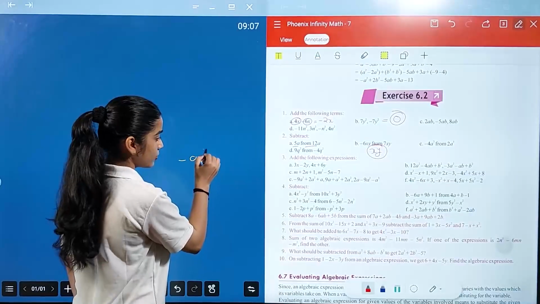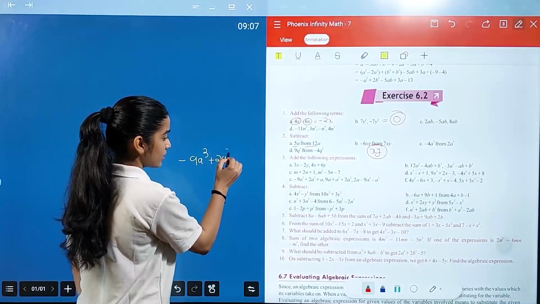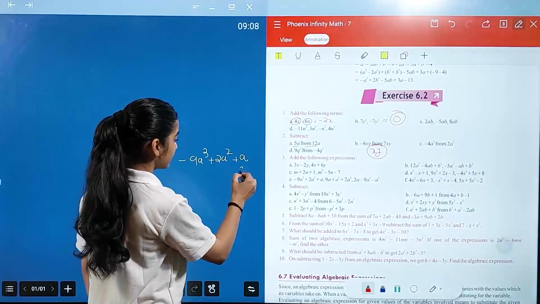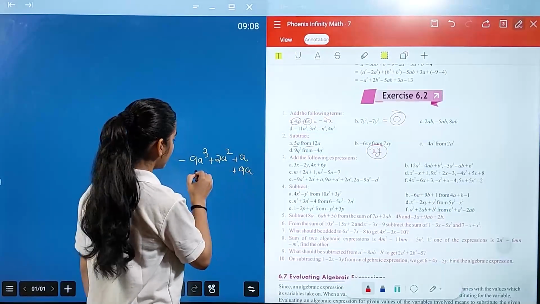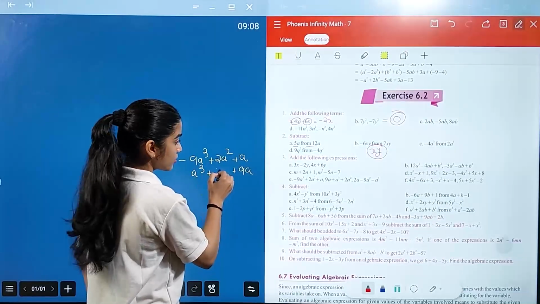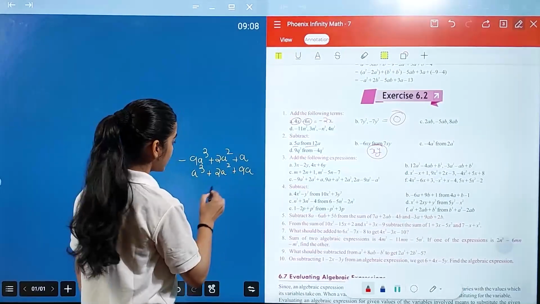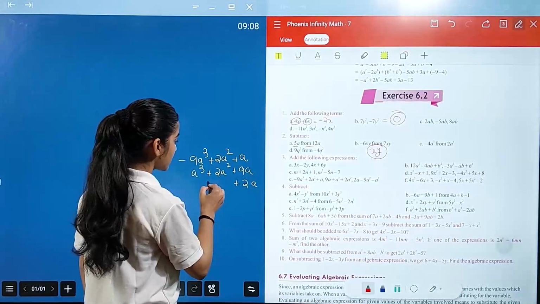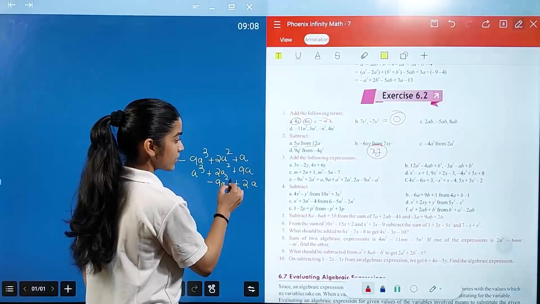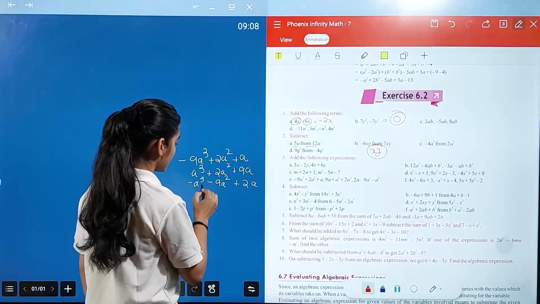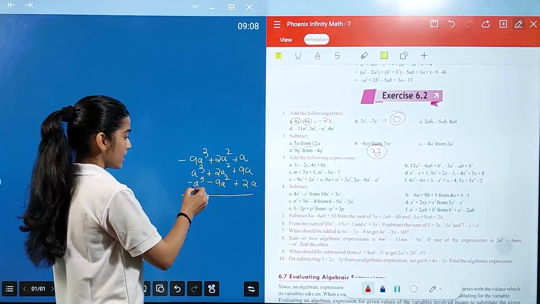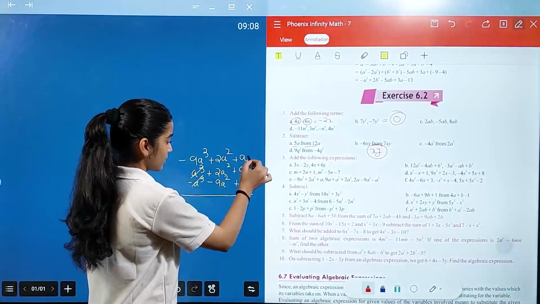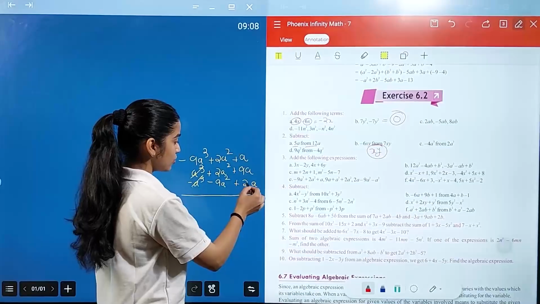Okay, next question we have minus 9a cube plus 2a square plus a, then 9a plus a cube plus 2a square. Next 2a minus 9a square and minus a cube. So this minus and plus cancel out with each other. Okay. Oh, sorry. We have to start here. 9a plus 2a is 11a.